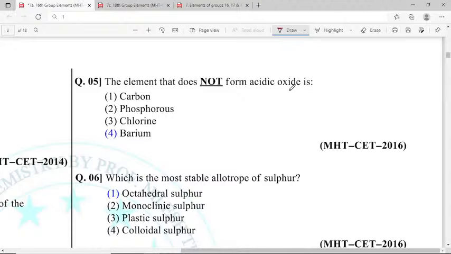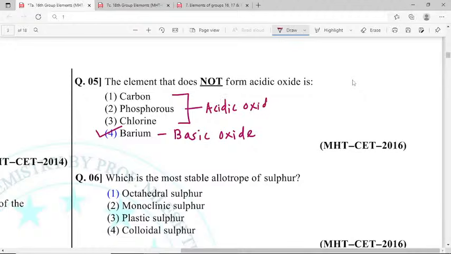The element that does not form acidic oxide. Barium. Barium forms the basic oxide. Always remember, not form acidic oxide. Carbon, phosphorus, chlorine all form acidic oxides.